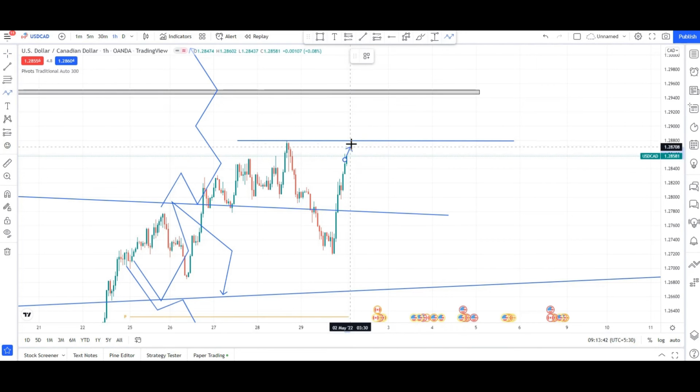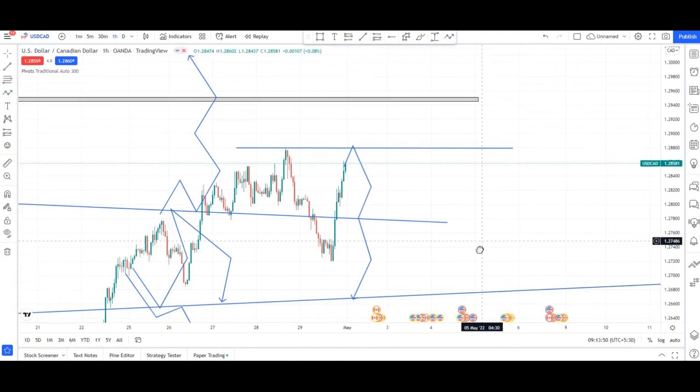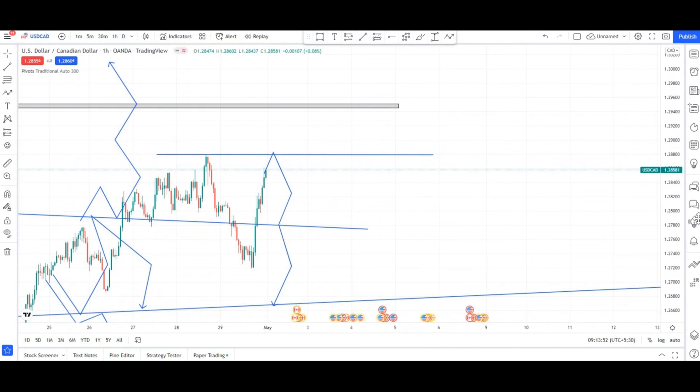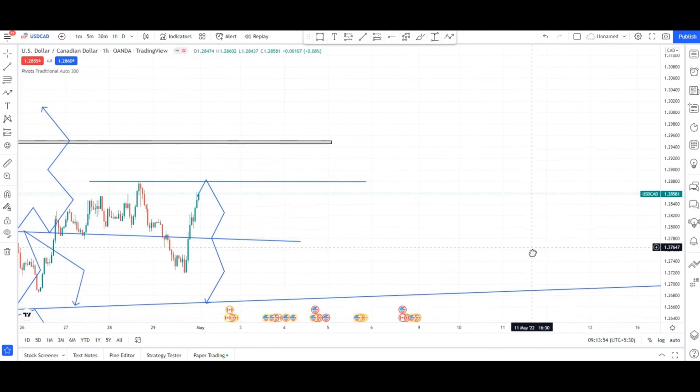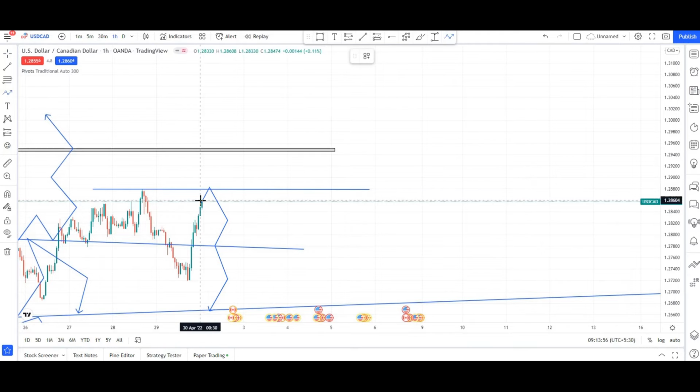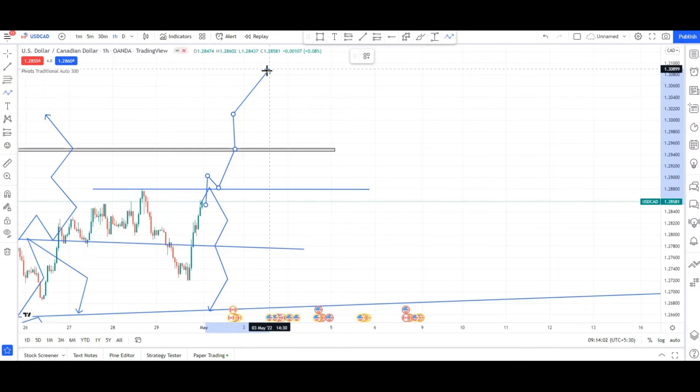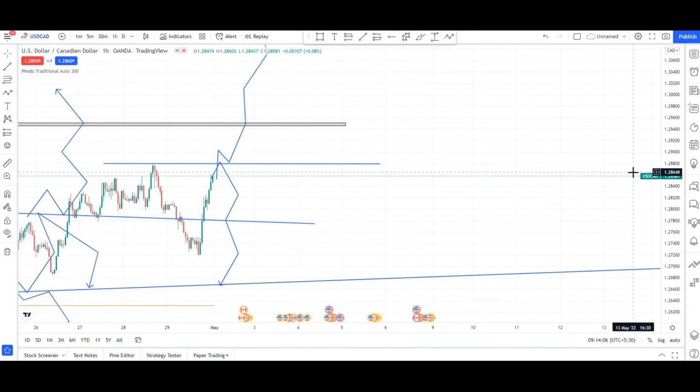I will just draw once again, take resistance, then our first target, this will be the second, third and fourth target guys. Okay guys, in upside momentum also we are going to see where it goes. So in upside momentum, if it breaks, then our minimum first target will be this guys, second, and take, make any price action, then you can go for upside momentum.